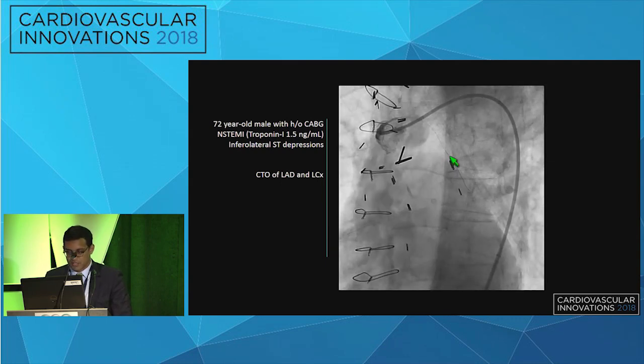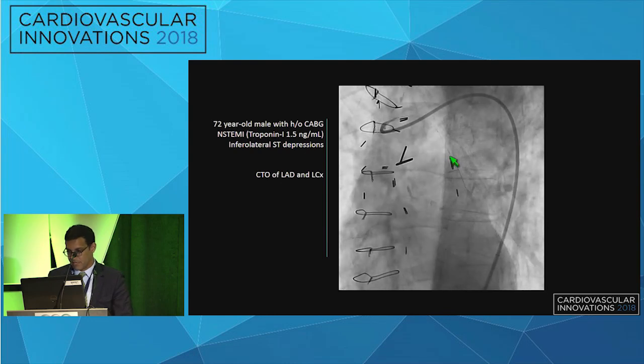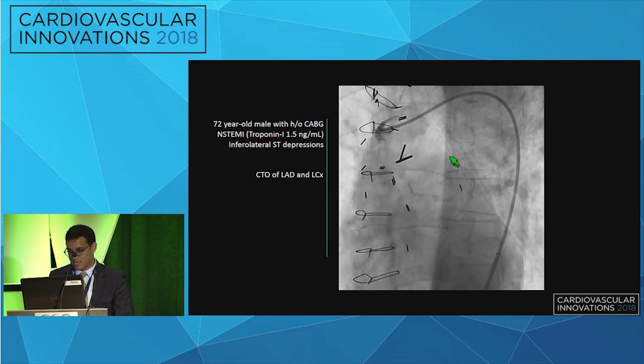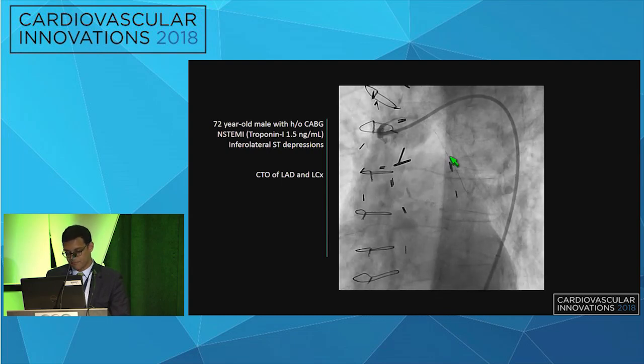So the vein graft was easily wired with a workhorse wire, and angiography following the wire advancement showed no real change in the flow.